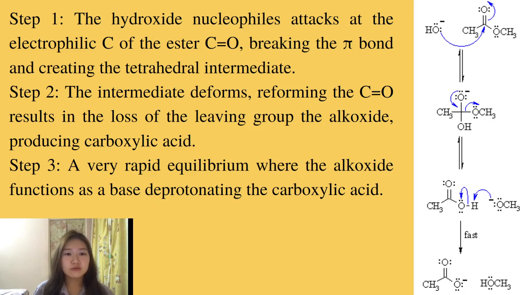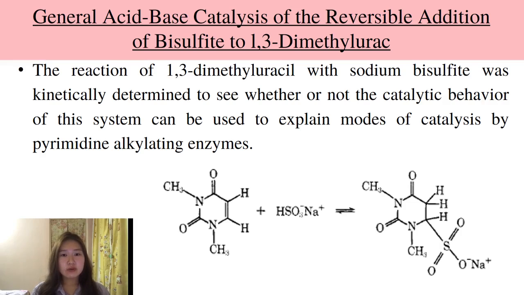The hydroxide nucleophile attacks at the electrophilic carbon of the ester C=O double bond, breaking the pi bond and creating the tetrahedral intermediate. The intermediate collapses, reforming the C=O double bond, which results in the loss of the leaving group, the alkoxide, producing a carboxylic acid. And the final step, a very rapid equilibrium where the alkoxide functions as a base, deprotonating the carboxylic acid.